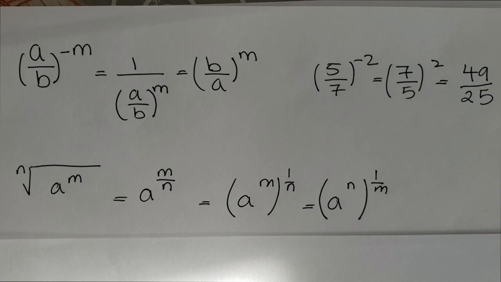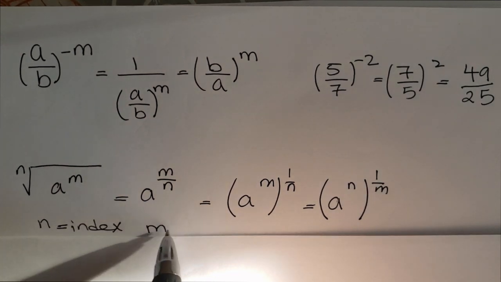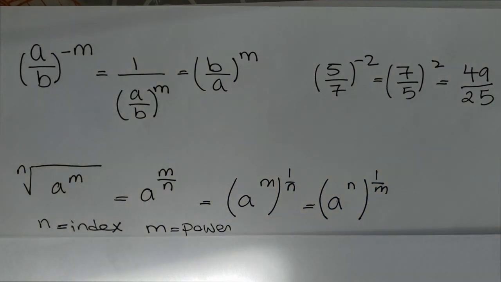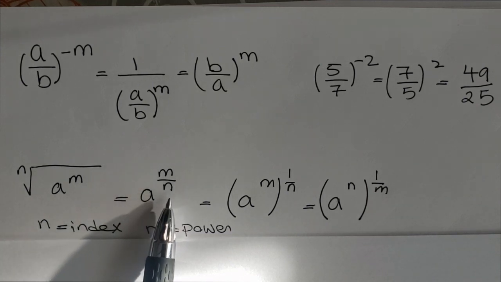Another important rule is when you have, let's say, a to the power m, and then it's under the radical, but then the root is n, okay? So this is a very important rule. The n is called the index, right? m is the power as before, and a is the base, okay? So it will turn into a, and then the power would be m divided by the index.